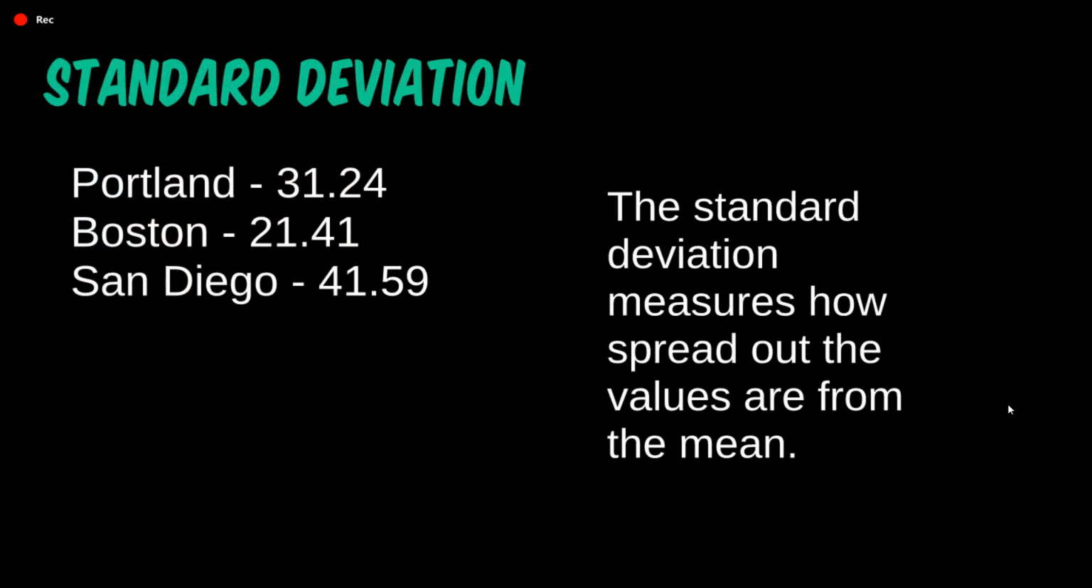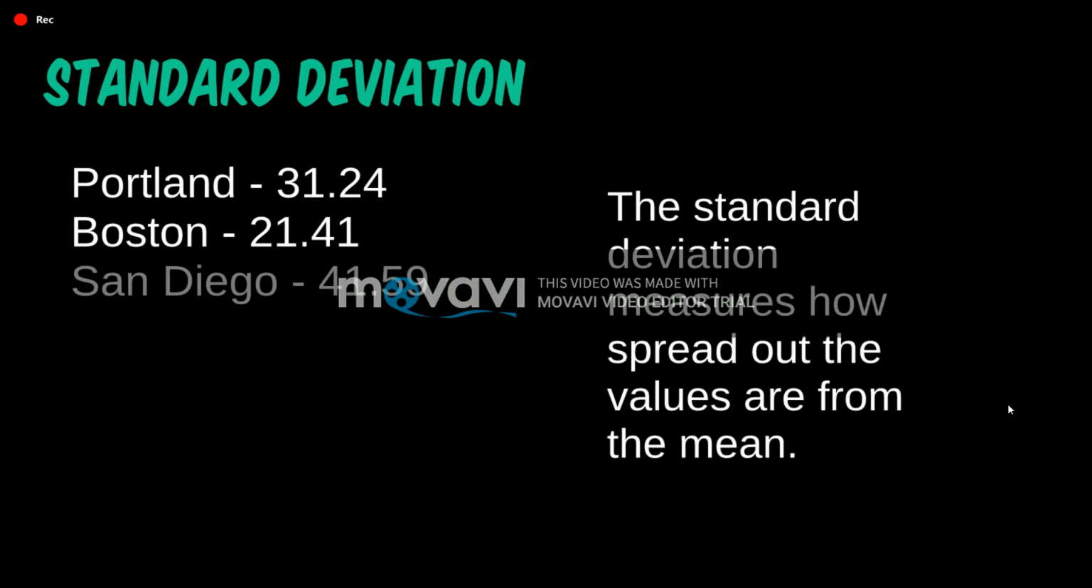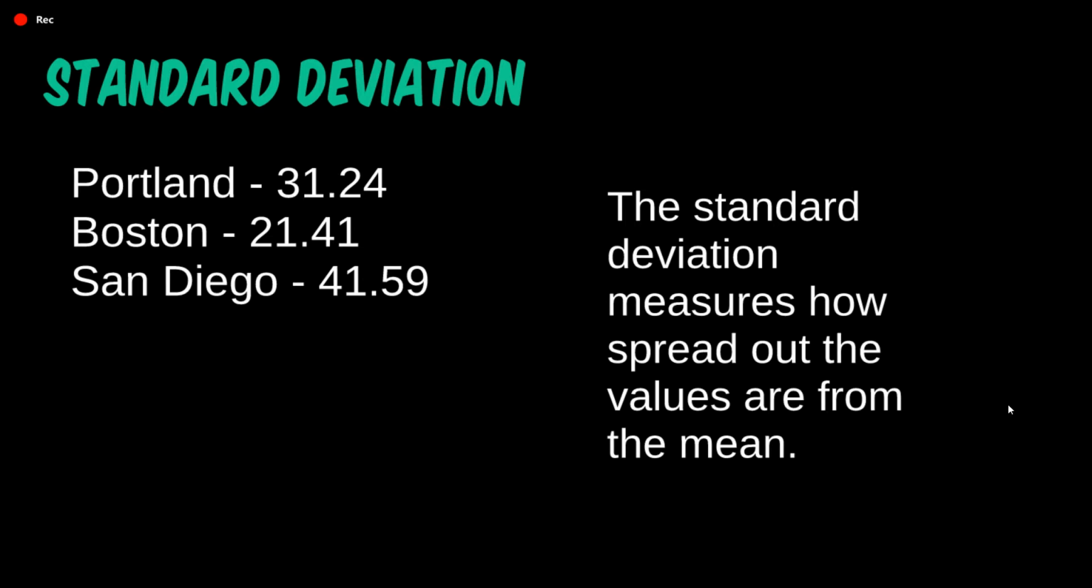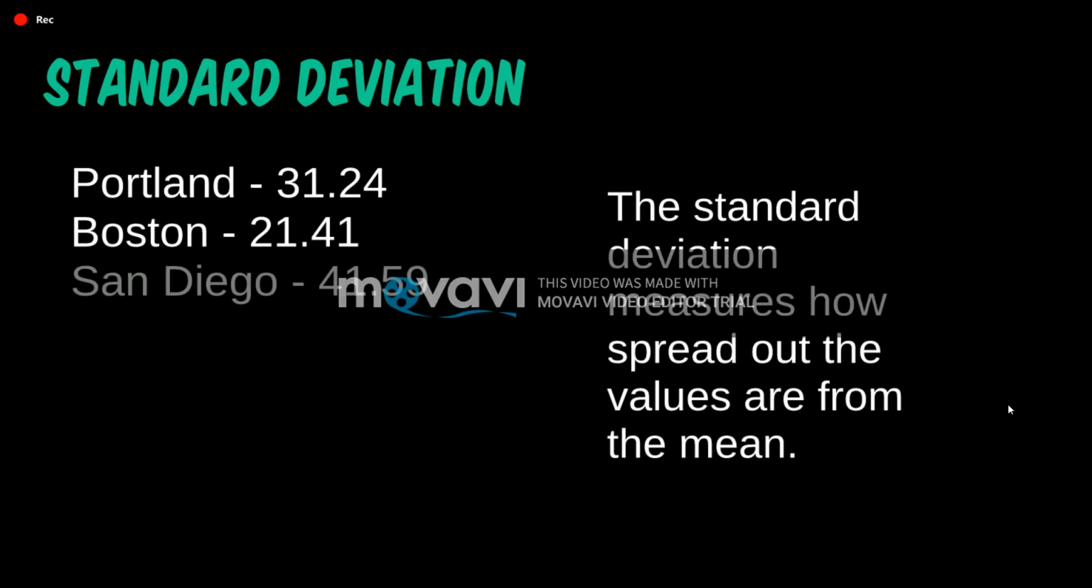Next, we're going to talk about standard deviation. This is where it measures how spread out the values are from the mean. Portland's standard deviation is 31.24, Boston at 21.41, and San Diego at 41.59. San Diego has the highest standard deviation because the index for San Diego peaked at 251 right before the market crash and then fell to 145, which left a huge gap.